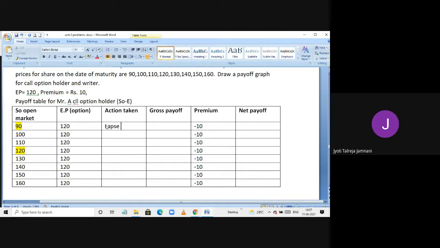Now let's look at S naught minus E. S naught is 100, E is 120. 100 minus 120, minus 20. So A doesn't want a loss of 20, he'll again lapse it. Again, it is better to buy at 110 instead of 120 because there will be a loss of 10 rupees. 110 minus 120. So again, it will get lapsed.